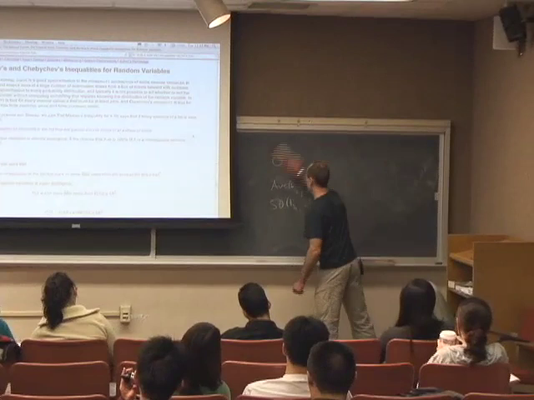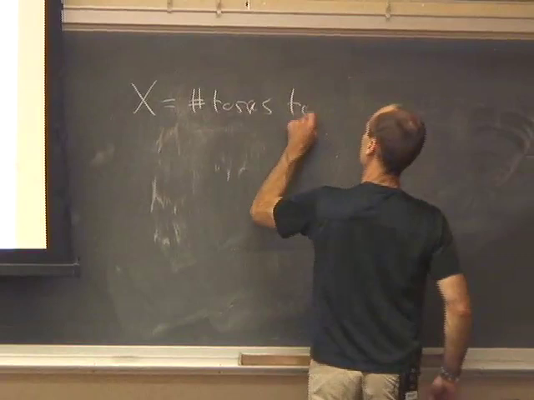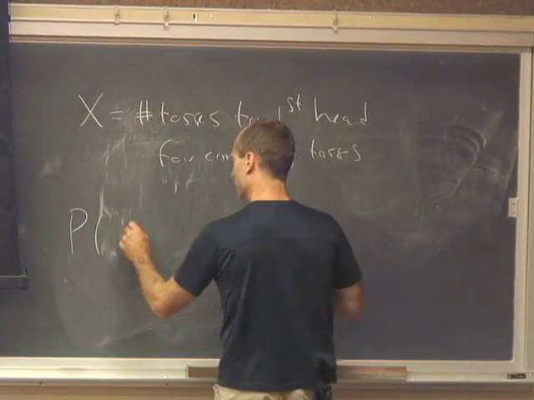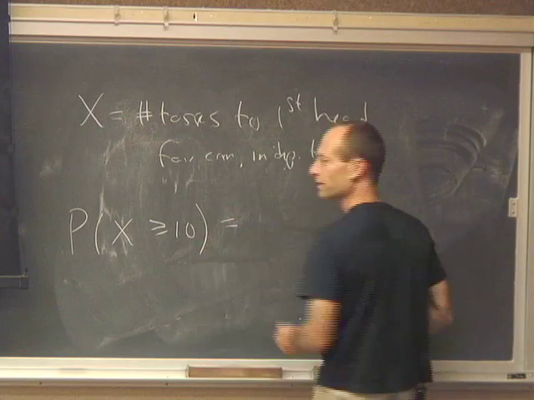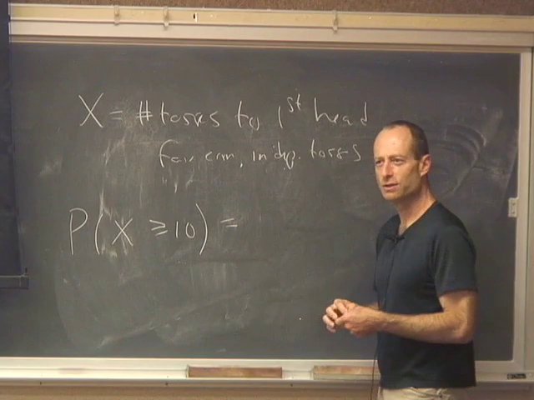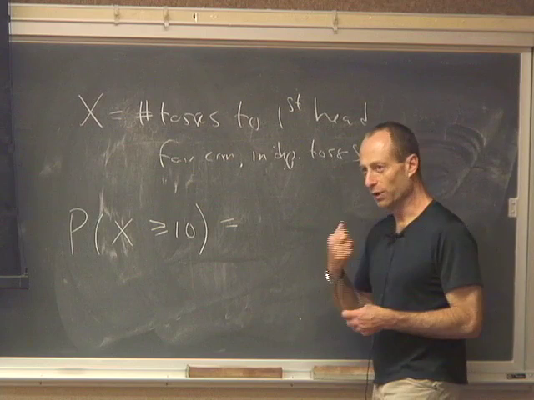What would that be in symbols? So x is the number of tosses until the first head. We've got a fair coin, independent tosses. So the probability that x is greater than or equal to 10. How would I actually calculate this? Get the exact number. What's the probability distribution? It's geometric with parameter p equal to a half.